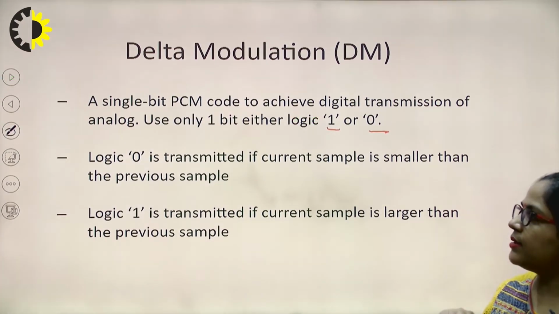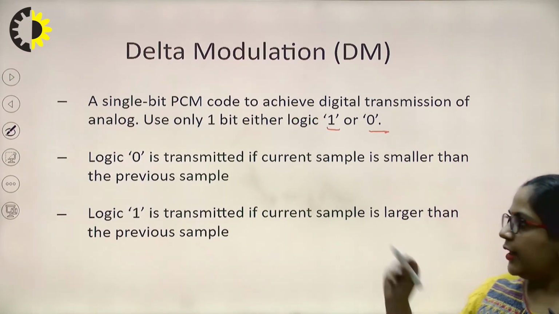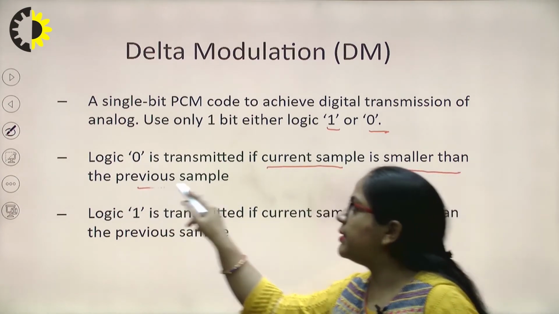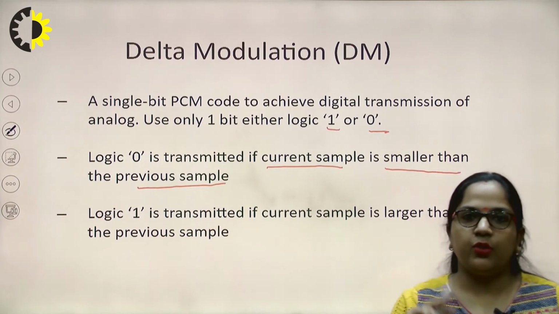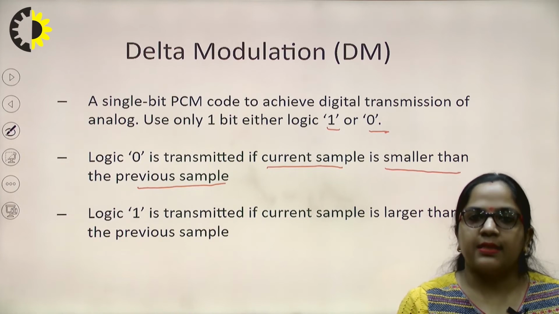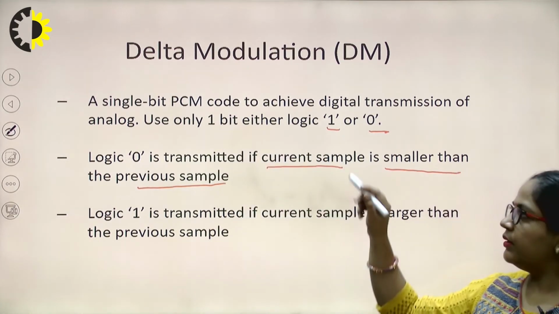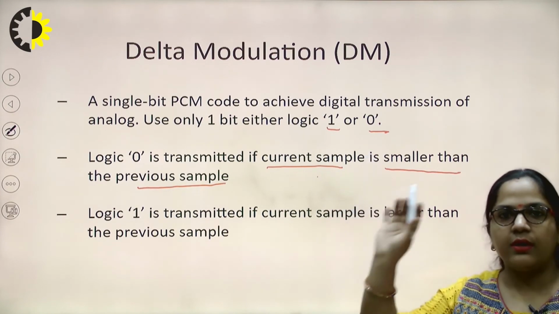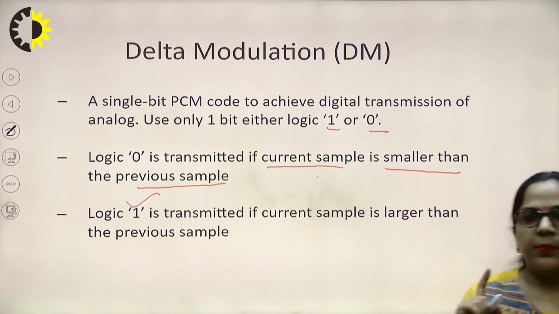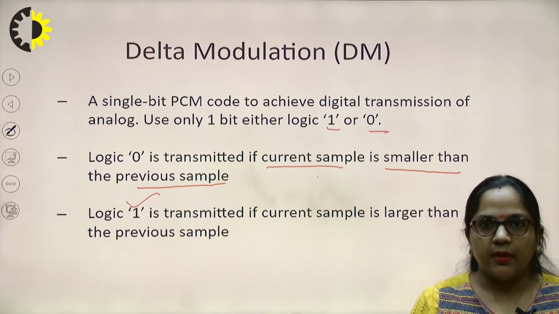Logic 0 is transmitted if the current sample is smaller than the previous sample. Here also we will consider the difference between adjacent samples, and 0 will be transmitted if the current sample is smaller than the previous sample. Logic 1, or bit 1, will be transmitted if the current sample is larger than the previous sample.